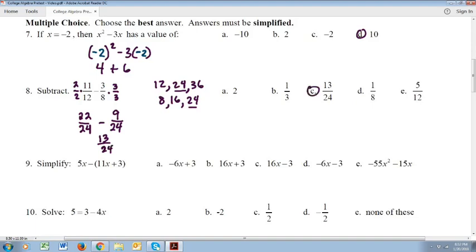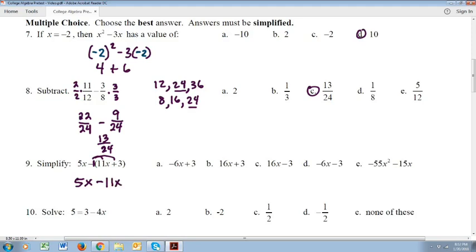On number 9, notice this is a -1. We didn't have a number there. We can just put in a 1. We're really just distributing a -1 here. We have 5x minus 1 times 11x. That's a -11x, which we write as minus 11x.